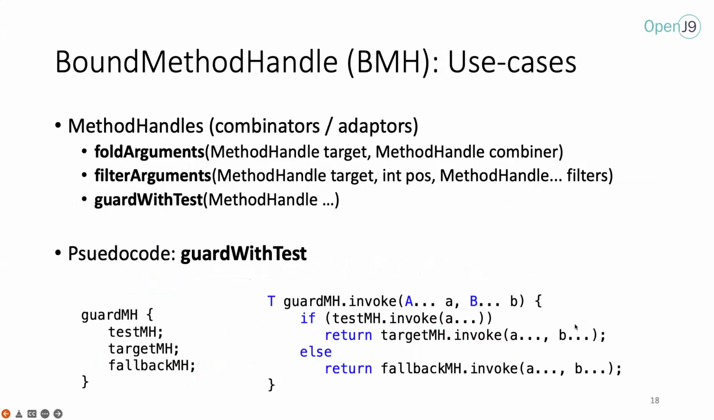Bound method handles have other powerful uses, such as argument folding, argument filtering, and creating guards that invoke different method handles based on test conditions. For example, you can define a guard method handle that calls a method handle to test certain parameters, and based on that result, you either call the target or the fallback.